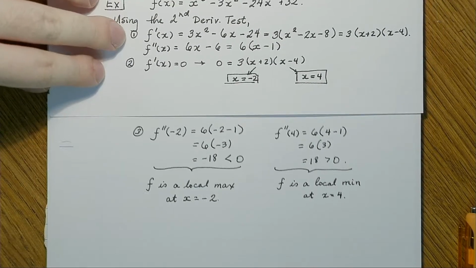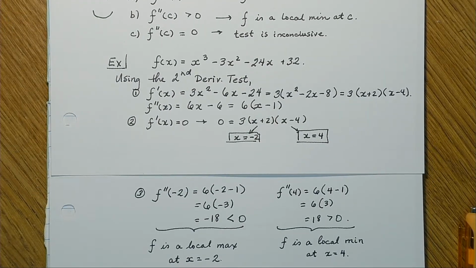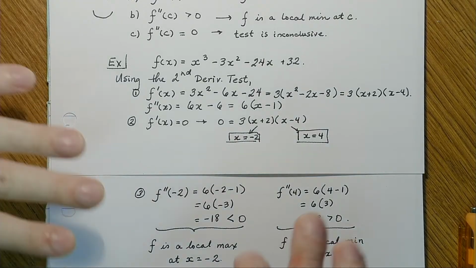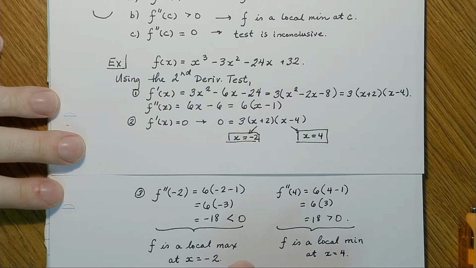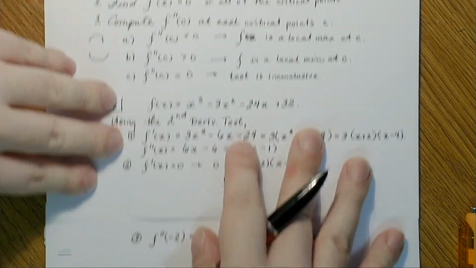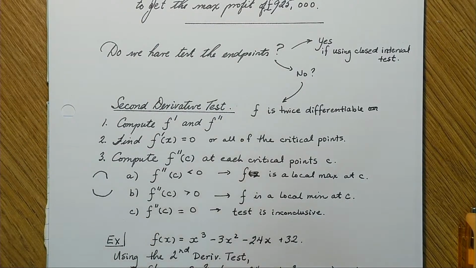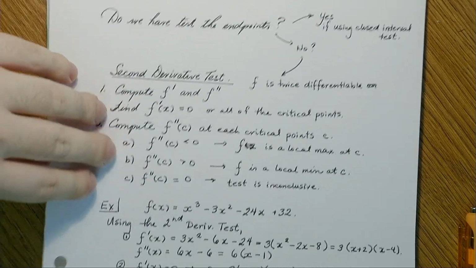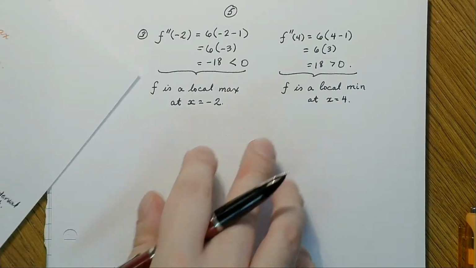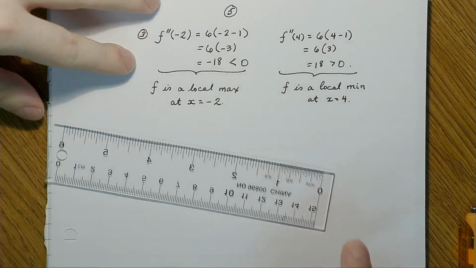Okay, so we just use the second derivative test to find that. So we found the local minimum and the local maximum. But again, that doesn't answer the original question, which is, do we have to test the endpoints? Okay, we're going to get there. You don't have to, if you do a little bit more analysis. So let's do an example where we do a little bit more analysis.